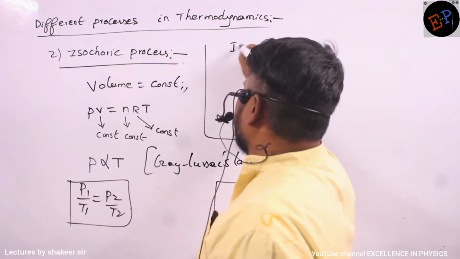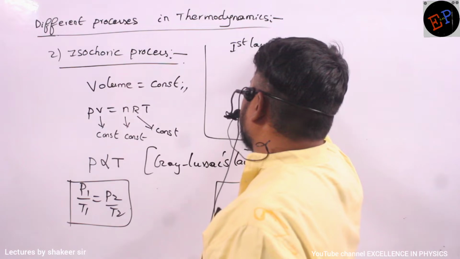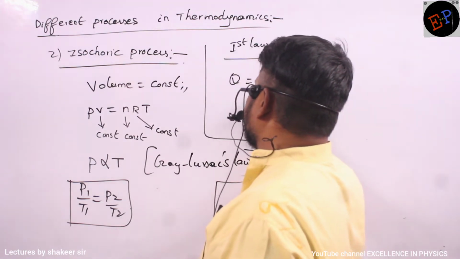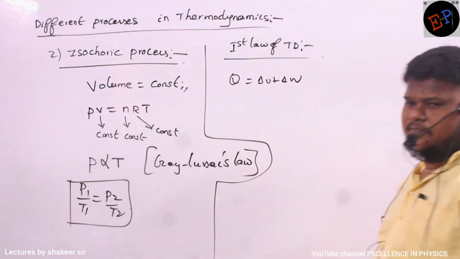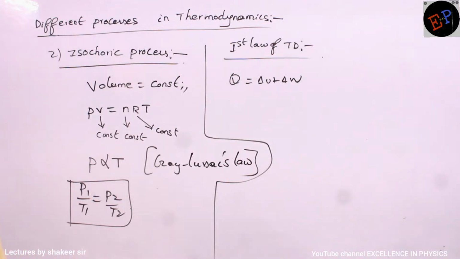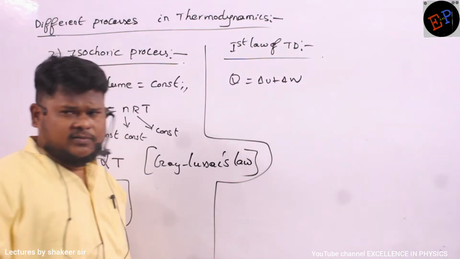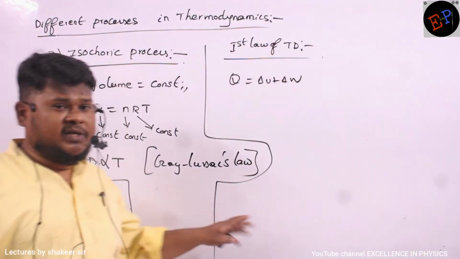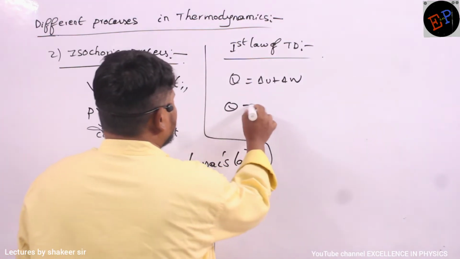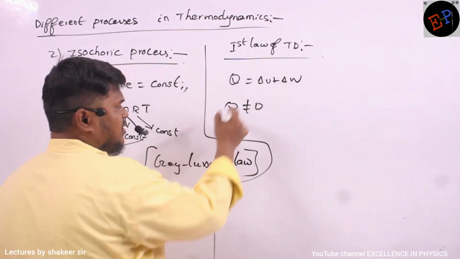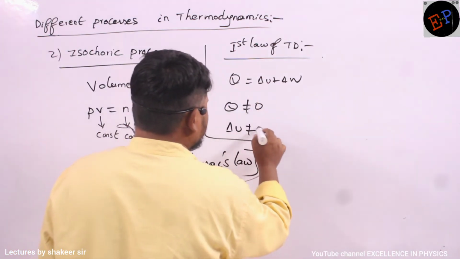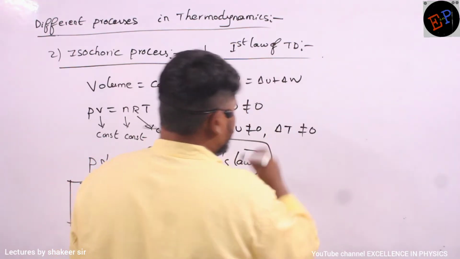First law of thermodynamics. What is the first law of thermodynamics? Q is equal to delta U plus delta W. First of all, is heat supplied or not? Heat can be supplied. Isochoric process doesn't mean that you should not supply heat energy. You can supply heat energy, no problem. So Q is not zero. Change in internal energy, temperature can increase. So change in internal energy is not zero, and change in temperature is also not zero.